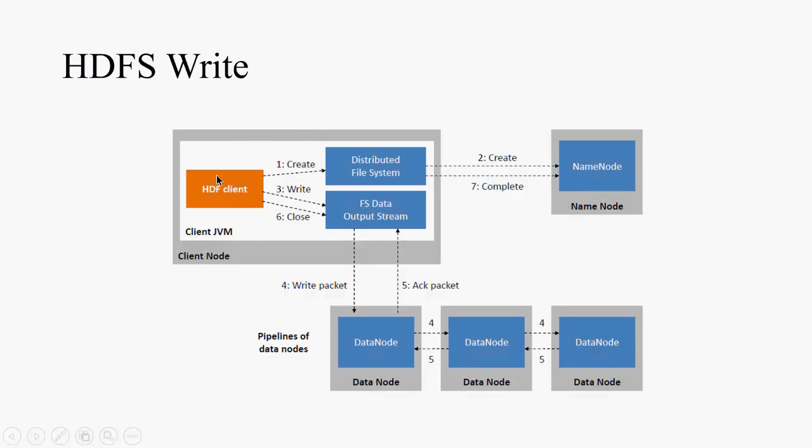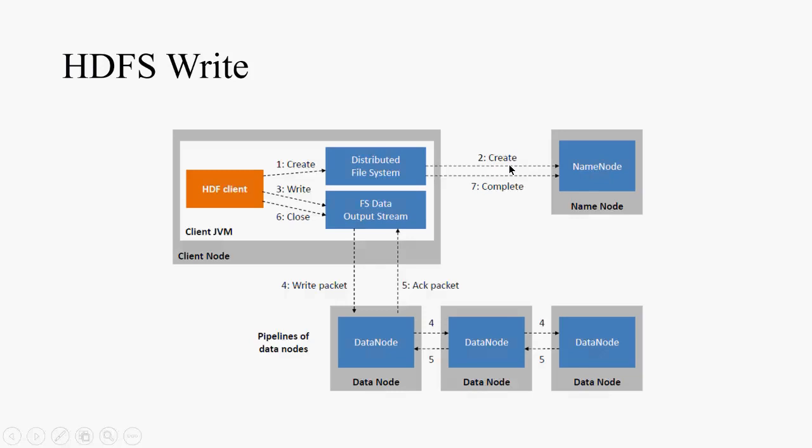Now when my processing is done, or when I want to write an output, the client raises a create request to the distributed file system. Since it is a create, the Hadoop distributed file system connects to the name node, where it is not going to seek any location, but it seeks available space, where in that available space I'm going to create my new file.